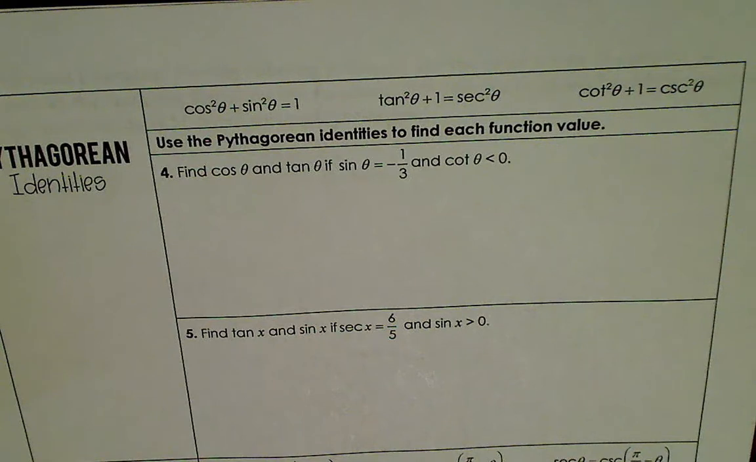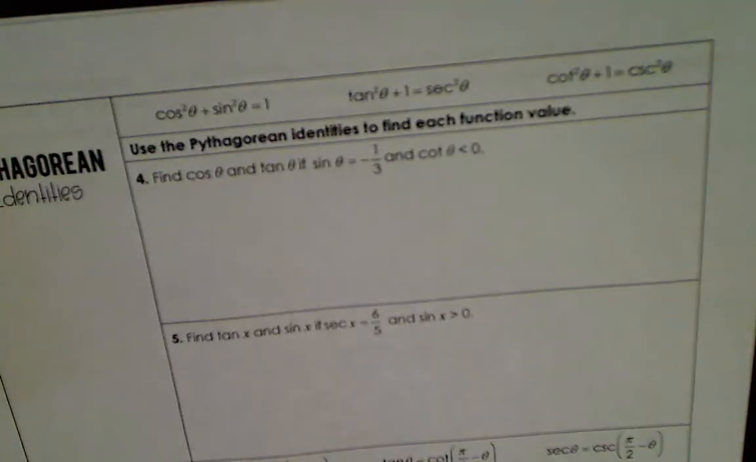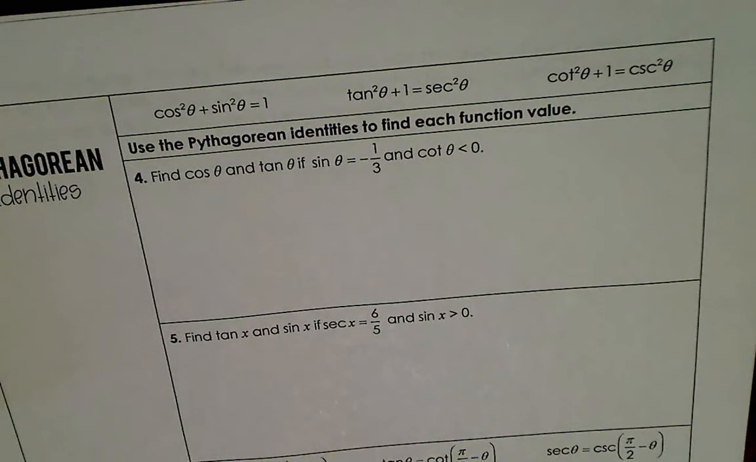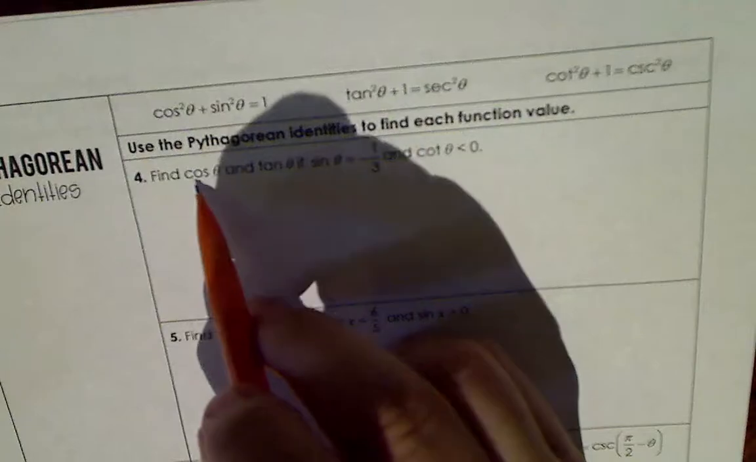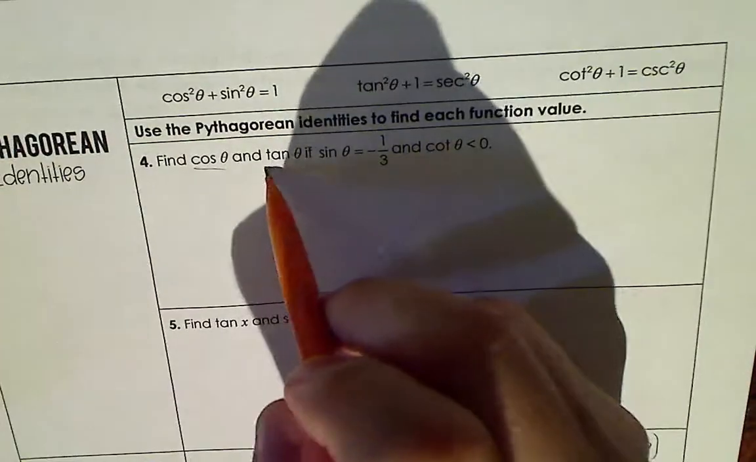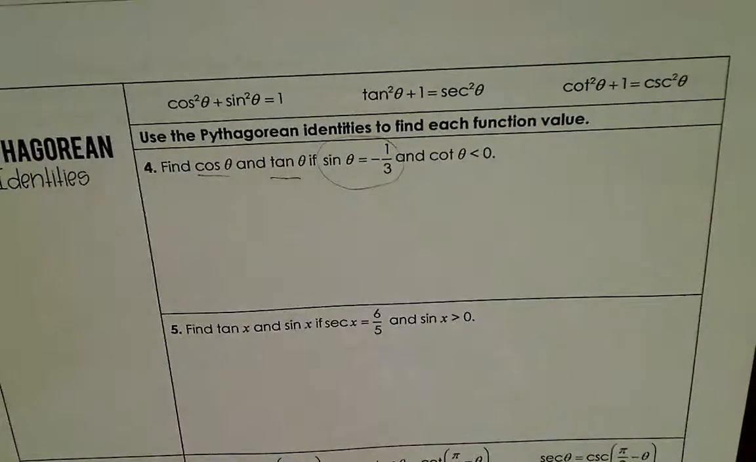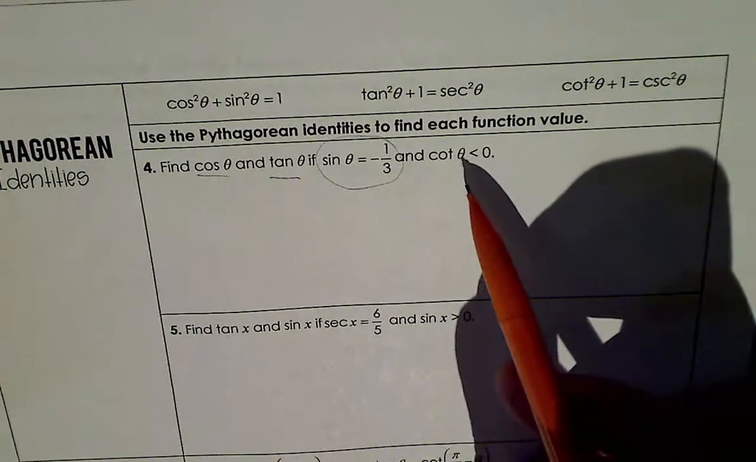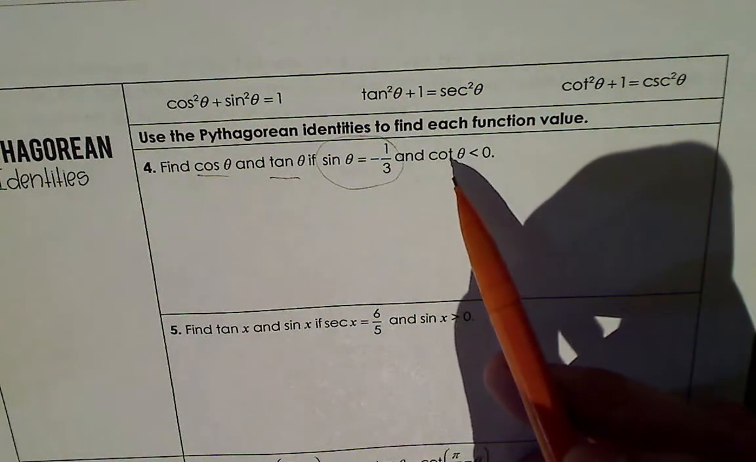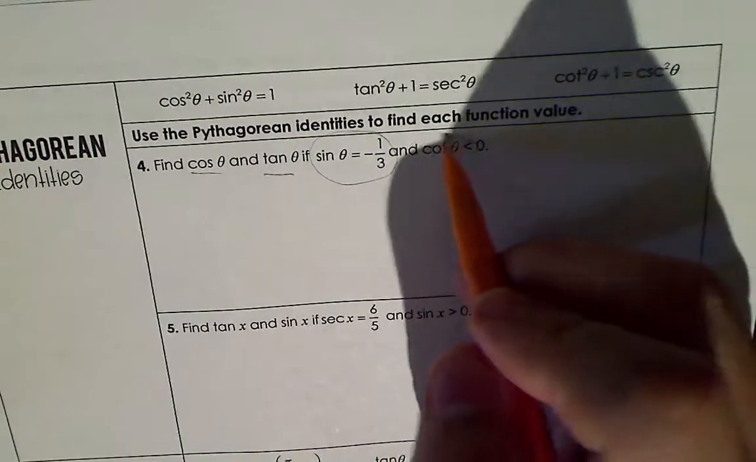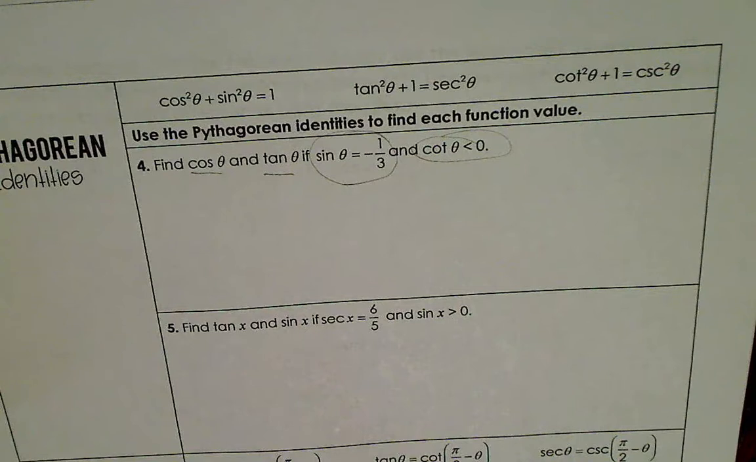So the way these work is, yes, you're going to be scoring some values, so you definitely need a calculator for this. I want to find the cosine of theta and the tangent of theta, knowing that I have the sine of theta of negative 1/3. And I also want to make sure that my answer is less than 0 for the cotangent. Okay. And I'll get to that here in a second, what that actually means.